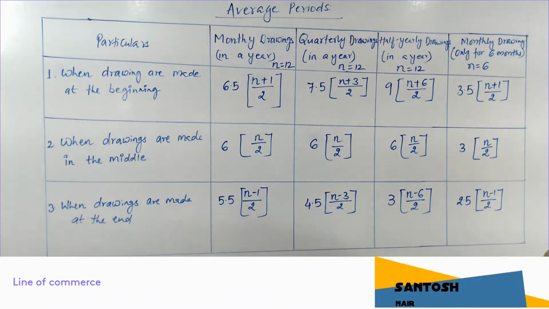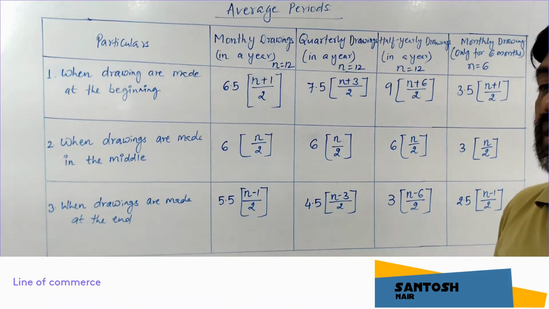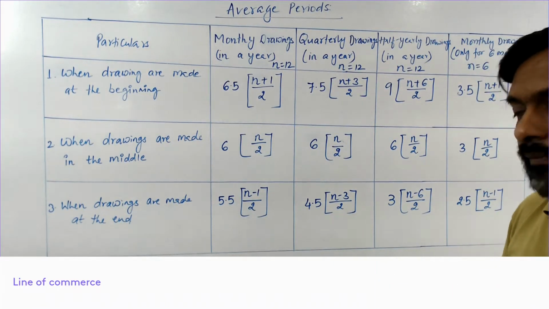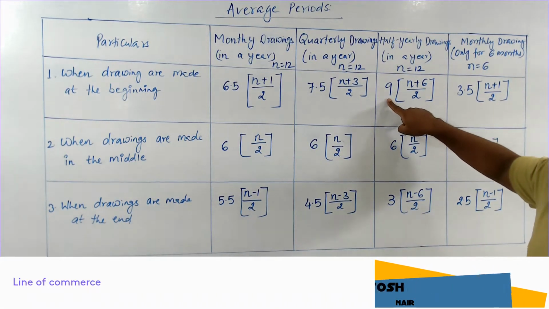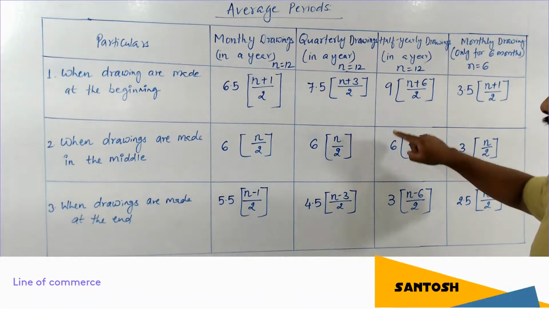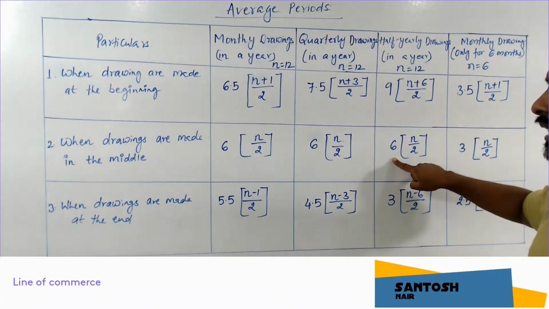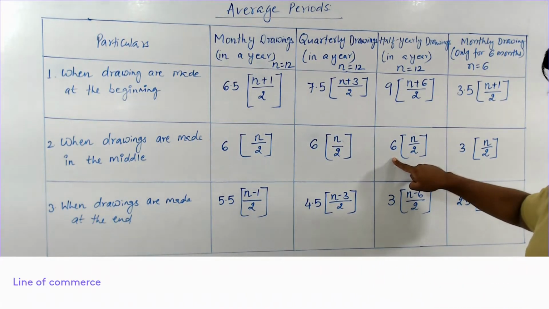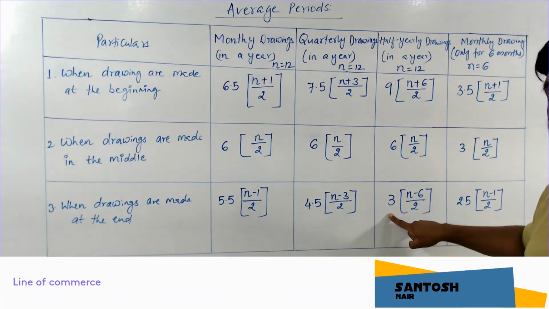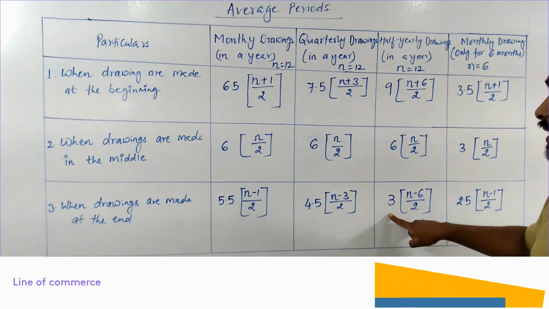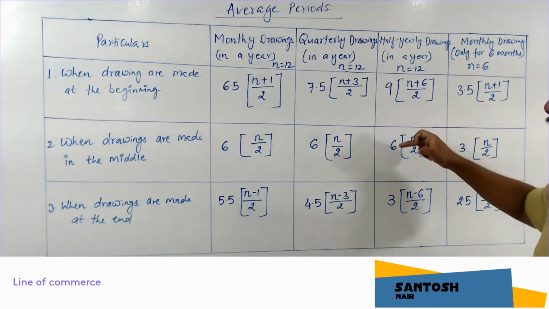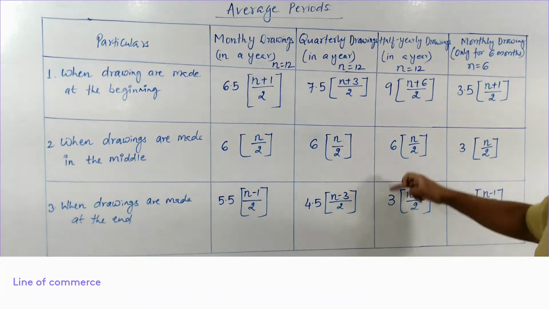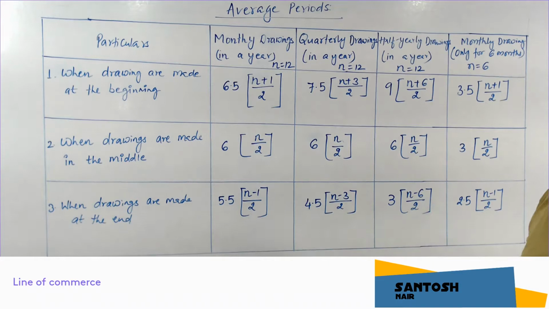Now if the drawings are made on a half yearly basis, then in the beginning of each half year, the average time period will be 9 months. In the middle of each half year, the average time period will be 6 months. At the end of each half year, the average time period will be 3 months. So 9, 6 and 3 months. If you see, there is a 3 months difference here.